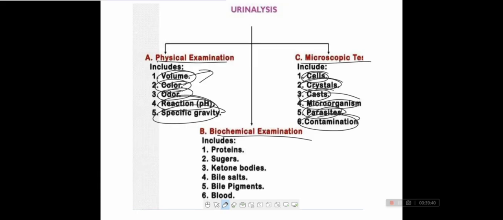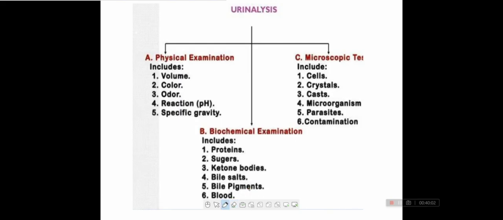And during biochemical examination, they identify the protein, sugar, ketone bodies, bile salts, bile pigments, and blood. So these are how the urine is examined in physical examination, biochemical examination, and microscopic examination.